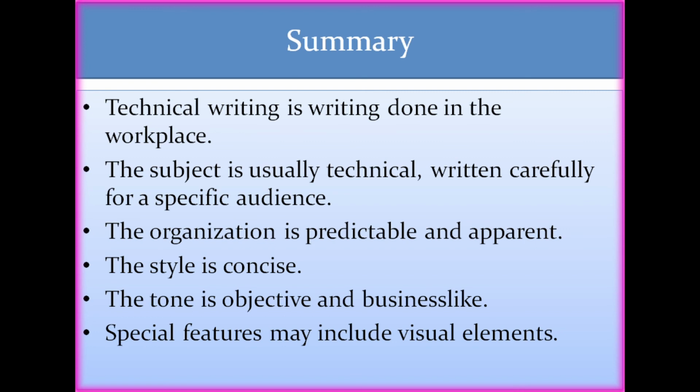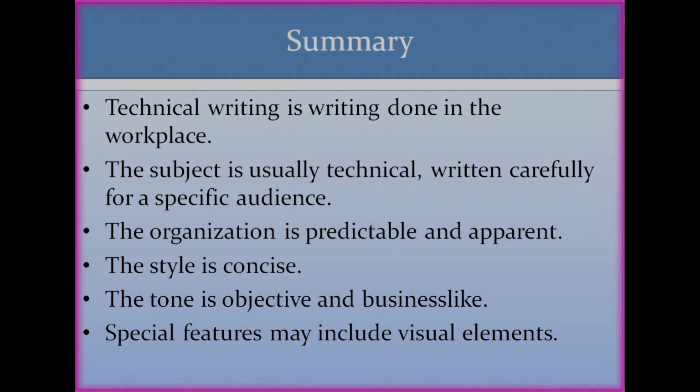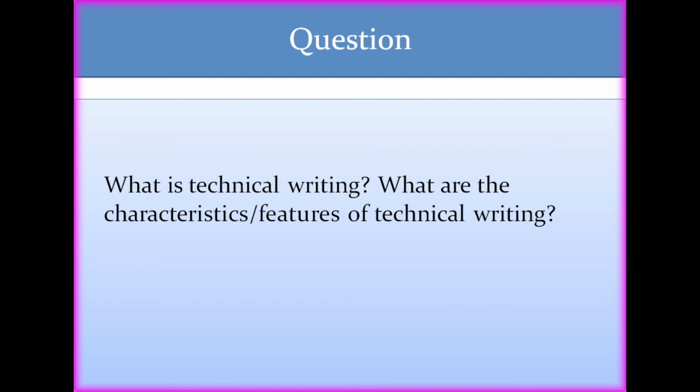There are two types of tones. If you are writing your feelings and emotions, personal experiences from your own point of view, you are subjective. But when you write things as they are, do not involve yourself in it, your tone is objective. And businesslike means you have no close relationship with the people. You are just writing it like a businessman. So the last one, special features may include visual elements.